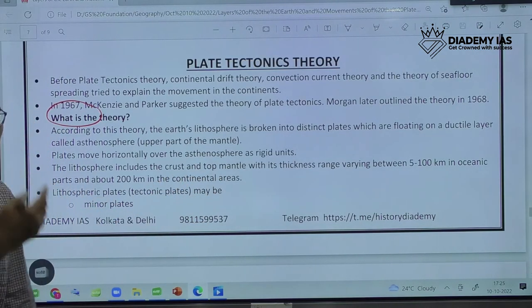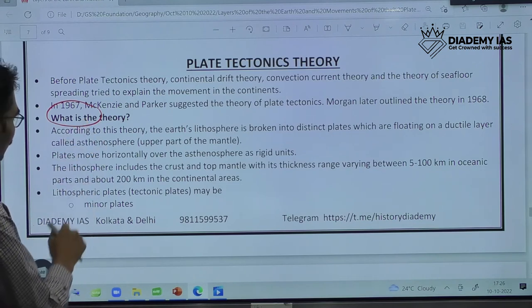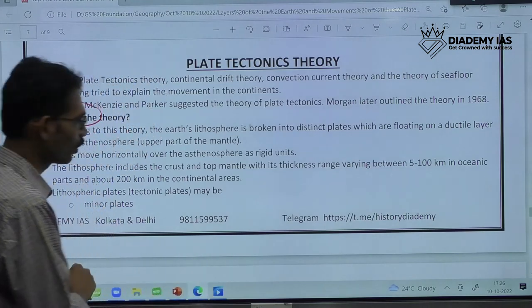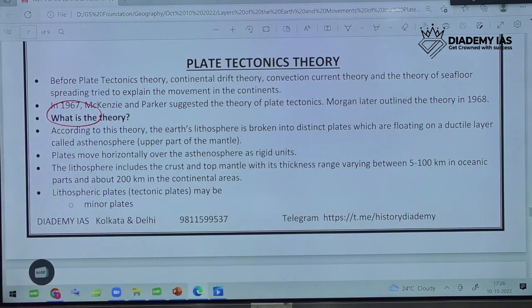Yes, just note down this particular statement. In 1967, McKenzie and Parker, spelling: M-C-K-E-N-Z-I-E, and P-A-R-K-E-R, suggested the theory of plate tectonics. Full stop. Morgan, M-O-R-G-A-N, later outlined the theory in 1968.